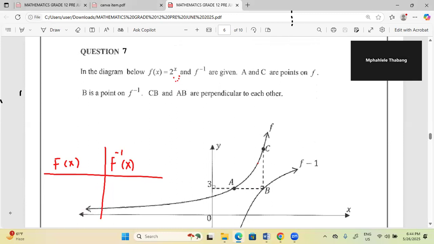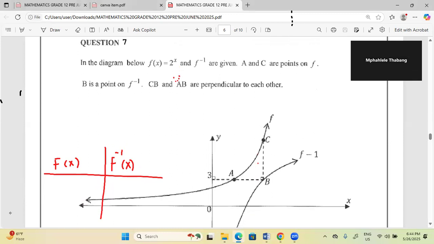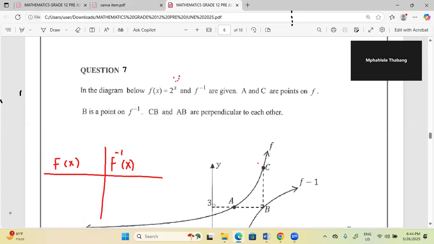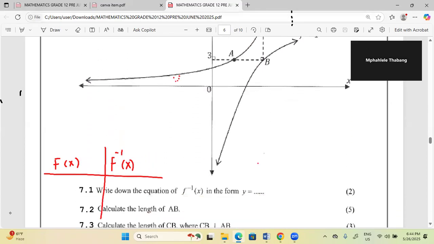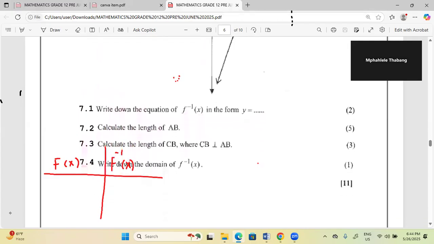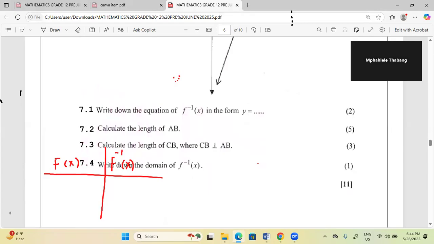Now, they are saying A and C are points on f. B is a point on the inverse. CB and AB are perpendicular to each other. I wonder what is the first question. Write down the equation of the inverse in the form y equals to.